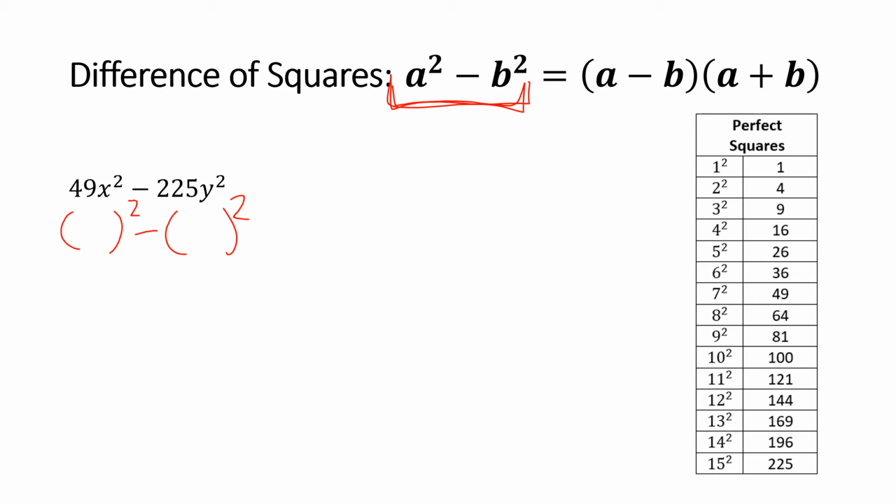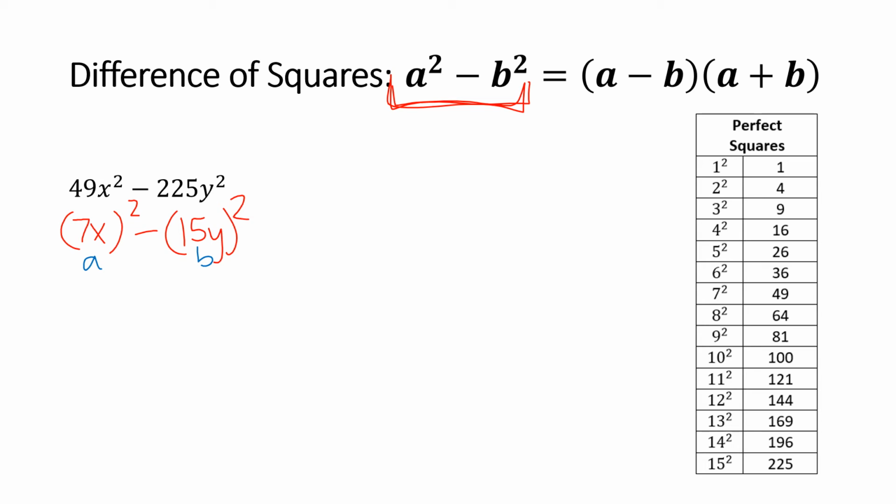So what do you square to get 49x squared? Well, that would be 7x. 7 squared is 49 and x squared is x squared. For the second term, that would be 15y. 15 squared is 225 and y squared is y squared. So this gives us our value that we're going to plug in for a, and it also gives us the value that we're going to plug in for b.